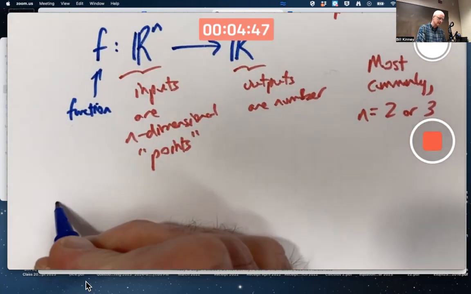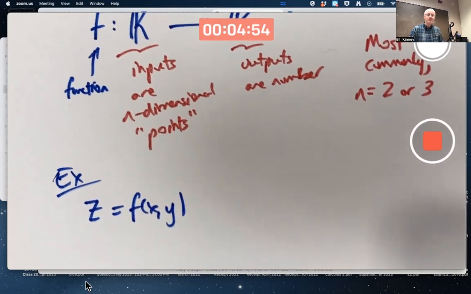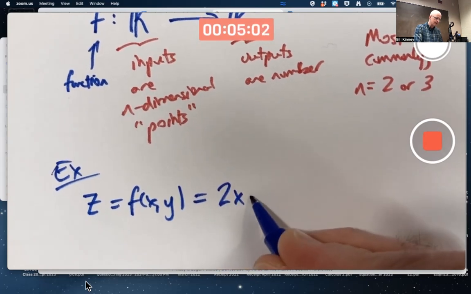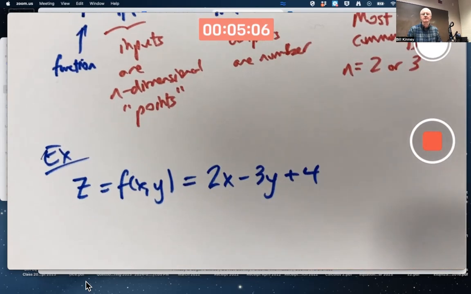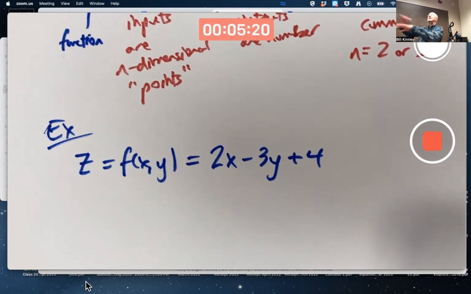As an example, z equals f of x, y is, let's pick a linear function, 2x minus 3y plus 4. A linear function of 2 variables. Actually, those who took linear algebra would say this is not a linear function because you're not allowed to add a constant. But in this class, we're not doing linear algebra, and so we allow ourselves to add constants. Before we think about trying to understand the graph of this function, how to understand the function graphically, we should think about domain and range.